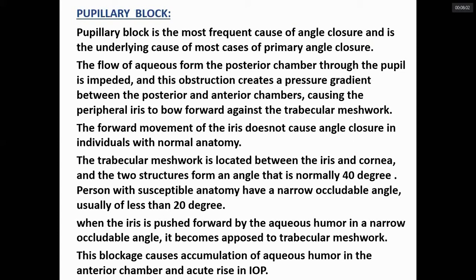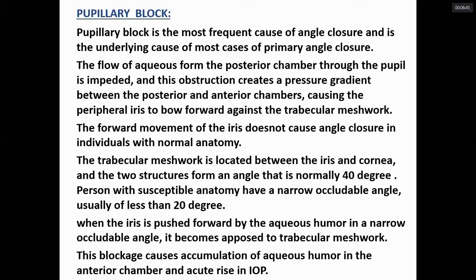This forward movement of the iris does not cause angle closure in individuals with normal anatomy. You have to understand why there is not an increase of pressure, or why there is not glaucoma in all patients. The forward movement of the iris does not cause angle closure in those who have normal anatomy. But in cases of narrow angle, they have certain anatomical variations that can lead to this increase in intraocular pressure.